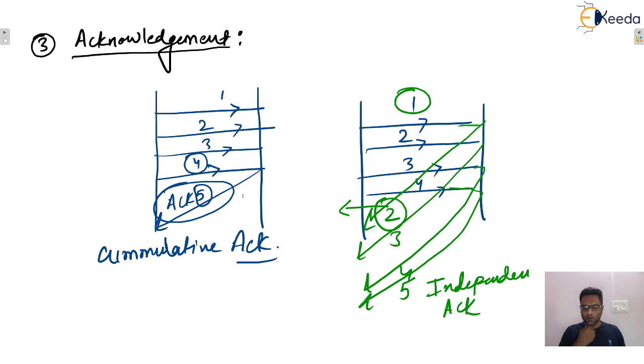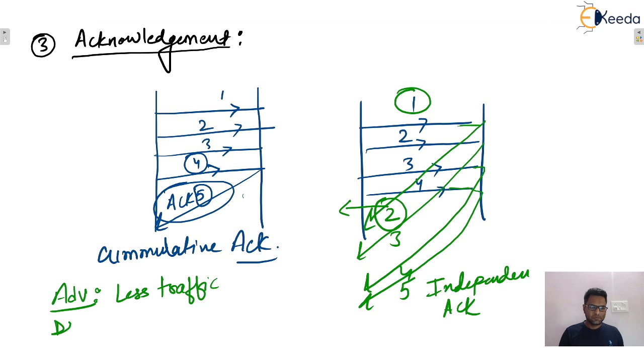So what are the advantage and disadvantage? The advantage of cumulative is what? Less traffic. Why? Because only some common or cumulative acknowledgements will be there for a set of packets.